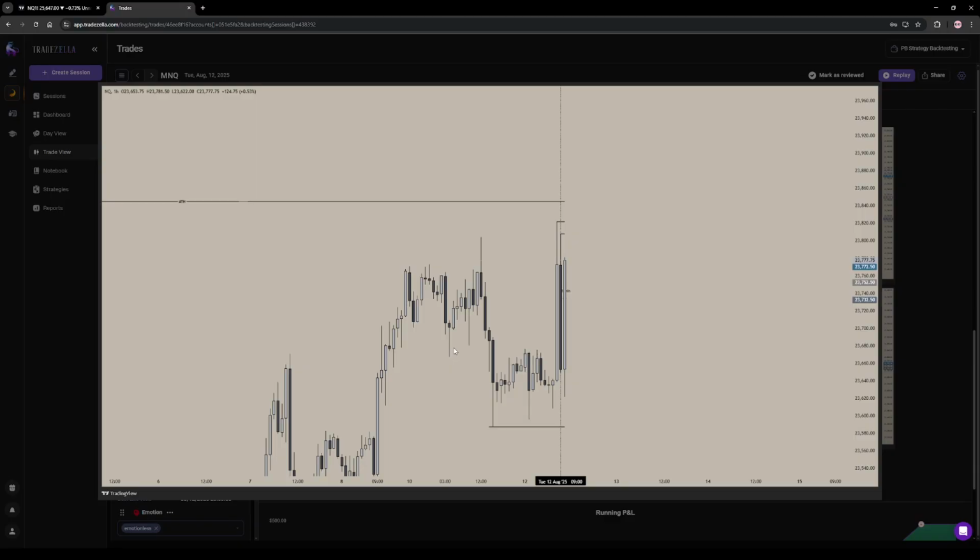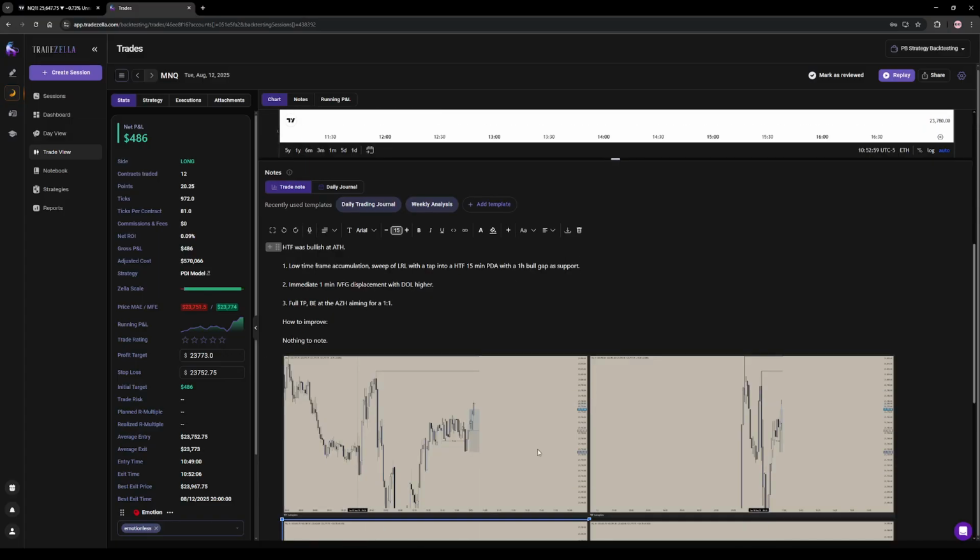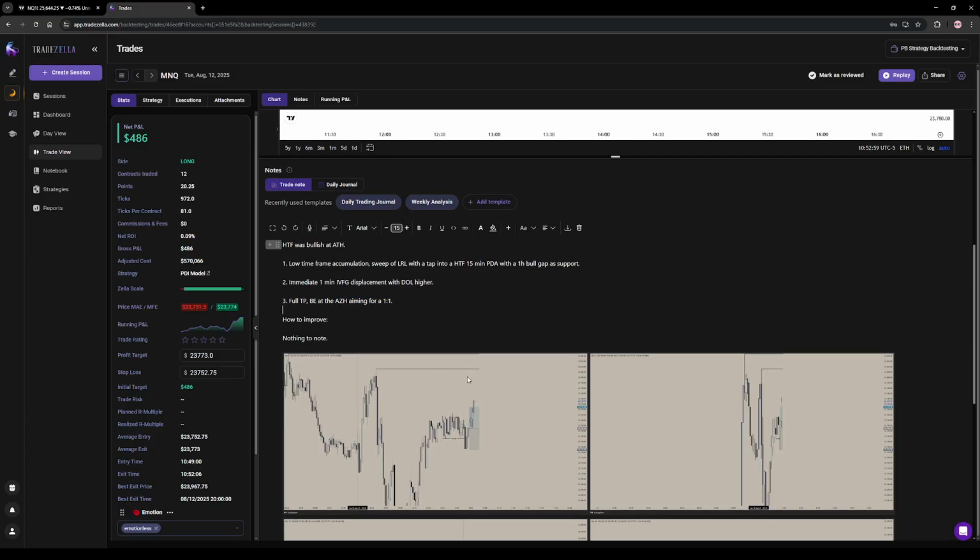Pretty simple. Nothing really much to note. But yeah, high time frame bullish was all-time highs, low time frame accumulation, speed with LR with a tap in a high time frame 15-minute PDA with a 1 hour bullish gap to support, and then a 1 minute IFVG displacement with a DOL higher. So therefore, we can target our accumulation zone highs for 1-to-1 risk to reward ratio.